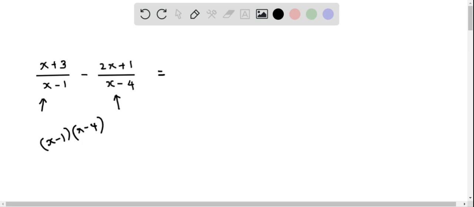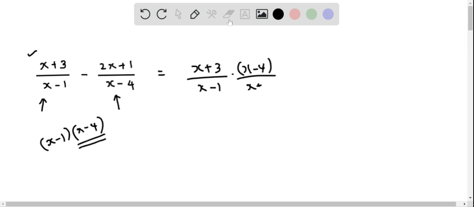And so for the first rational expression, since the denominator is x minus 1, we have to multiply and divide this rational expression by x minus 4. That is, let's do that, (x plus 3) divided by (x minus 1). We multiply and divide by x minus 4 so that we will have the common denominator (x minus 1)(x minus 4).